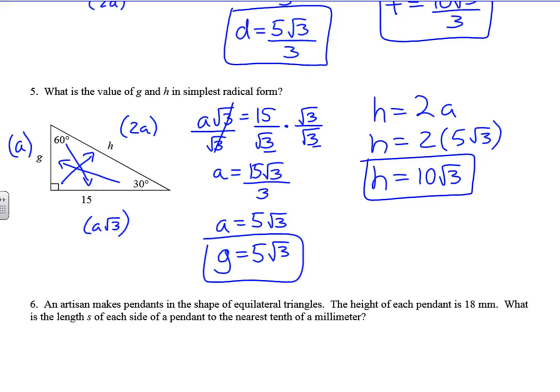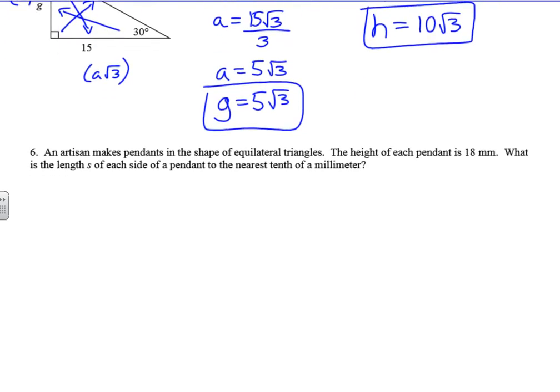Alrighty. Number 6. I think this is our last one. An artisan makes pendants in the shape of equilateral triangles. All the sides are equal. The height of each pendant is 18 millimeters. So the height is really what we think of as our altitude. What is the length S of each side of the pendant? So this is S. Well, here's what we need to see. This is a 30, 60, 90 triangle.